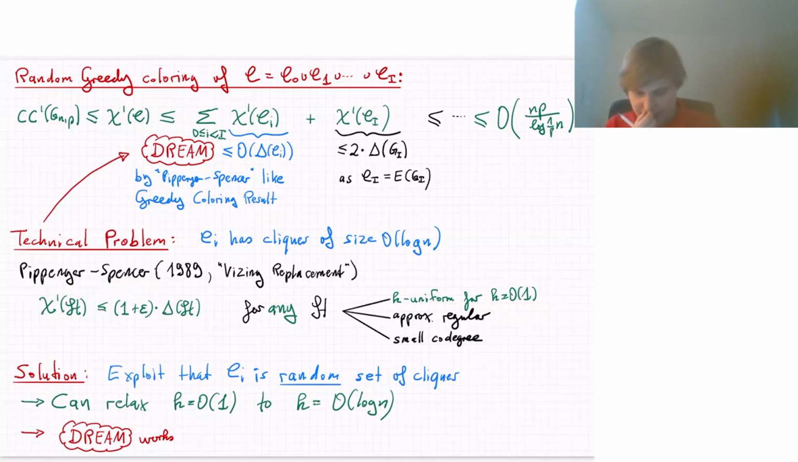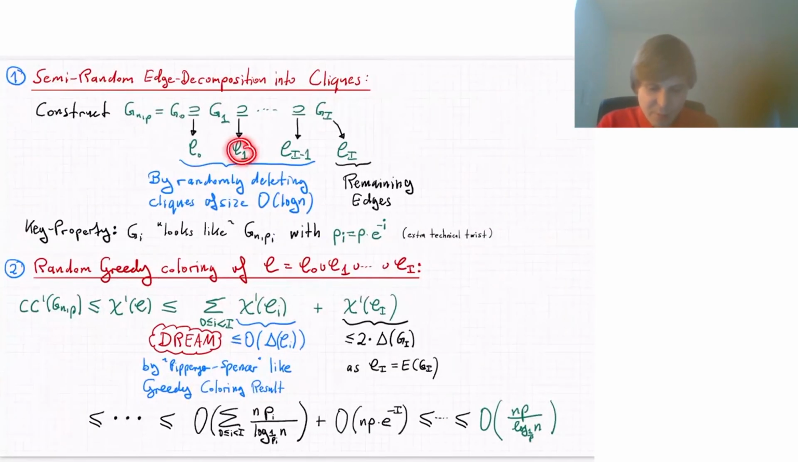So the idea that we use here to overcome this problem is to say, look, what this Pippenger-Spencer result does is a deterministic result. It holds for any hypergraph H. But what we're doing here, the setup is slightly different, right? If you remember, where did the C_i come from? Well, we looked at some graph G_i, and then we randomly sampled cliques from there to get the C_i.